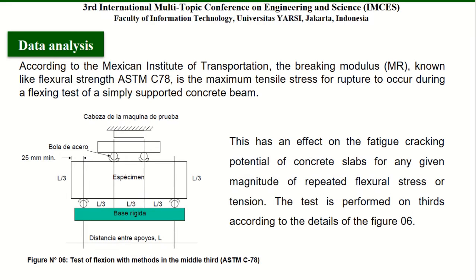In data analysis, also according to the Mexican Institute of Transportation, the breaking modulus MR, known as flexural strength ASTM C78, is the maximum tensile stress for rupture to occur during the flexing test in the simply supported concrete beam. So we have here the head of the machine for the test, the steel ball, and the rigid base, with the distance between these components. This is an effect of the fatigue cracking potential of concrete slabs and the given magnitude of repeated flexural stress of the tension.